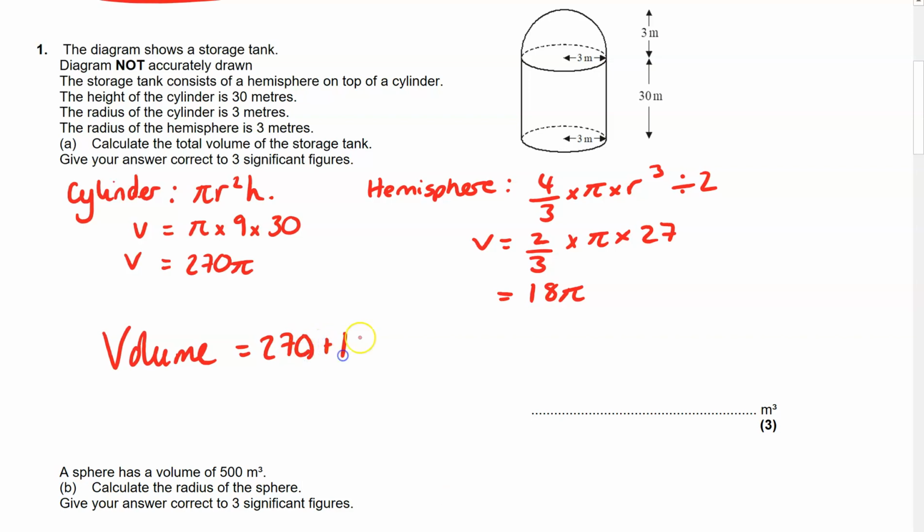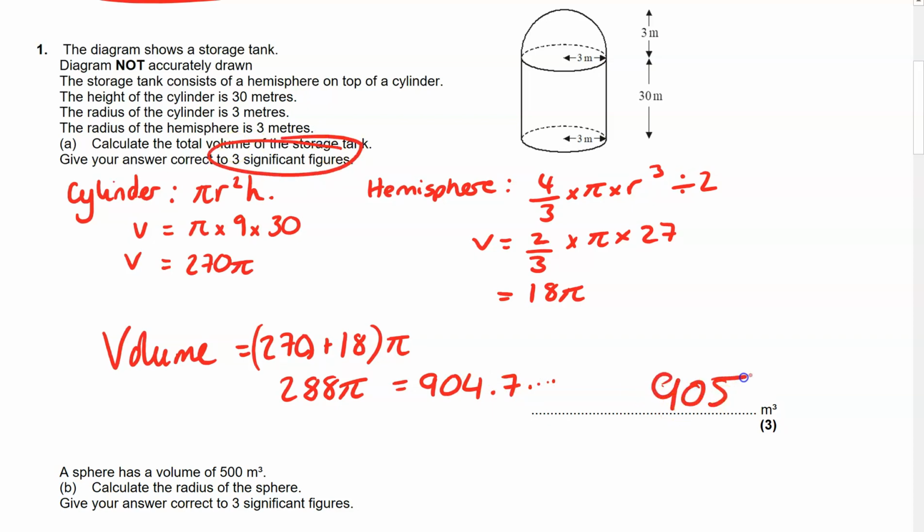270 plus 18 lots of pi. Now I'm going to whack it in the calculator, or you could turn that into 288 pi if you like. Pop it in your calculator now and you get 904.7. We only want 3 sig fig, so 905 is enough. Next question.